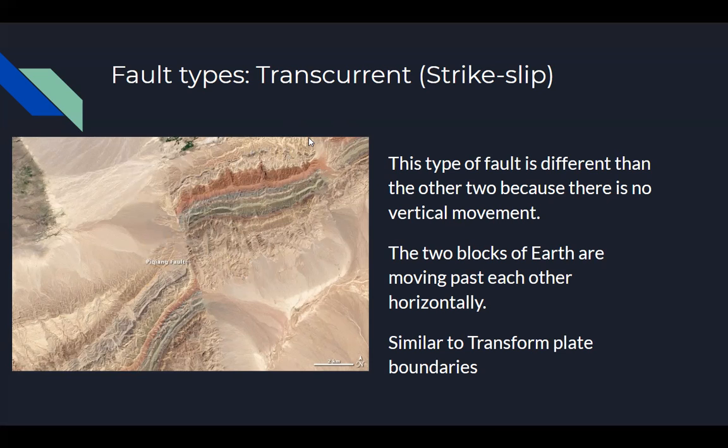So we have the three types of faults: normal, reverse, and transcurrent. Normal and reverse are moving up or down relative to each other. A transcurrent is just moving side to side. They're moving past each other. Okay? They're not going over top or underneath one another. They are simply moving past one another.